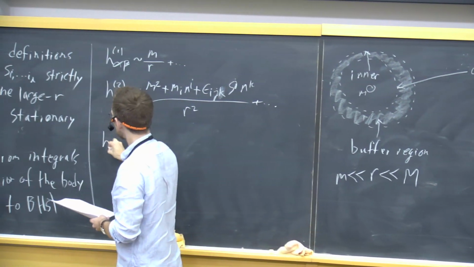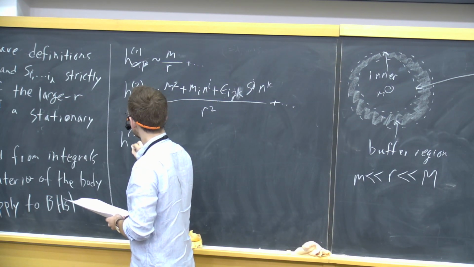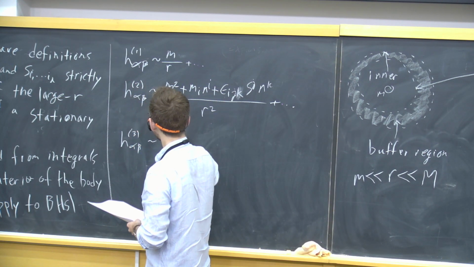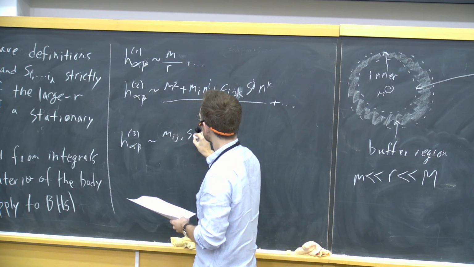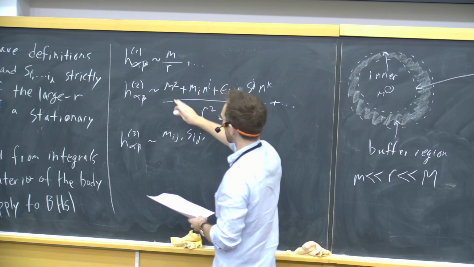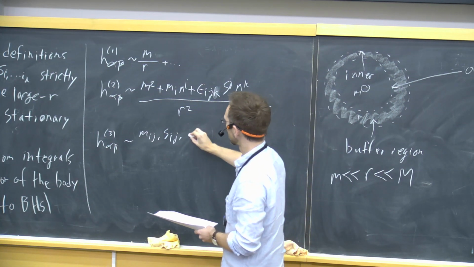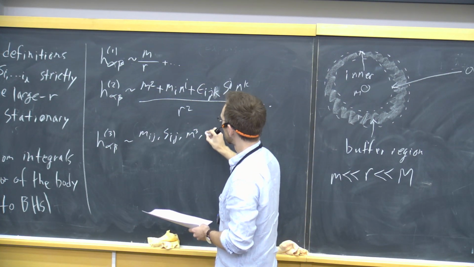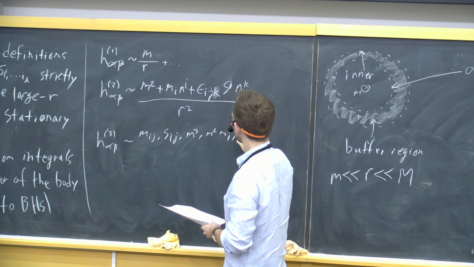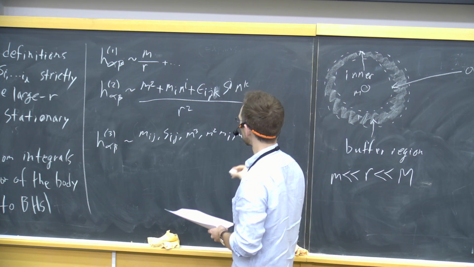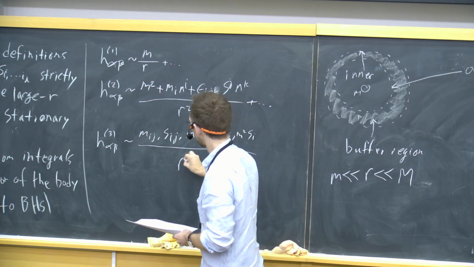For h3, you'll have quadrupole moments, as well as products of the lower order moments. So m cubed, m squared M_i, m squared S_i, all over r cubed.